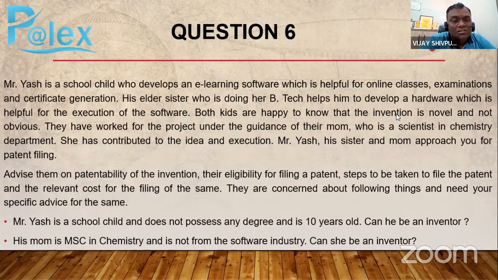They have worked on the project under the guidance of their mom, who is a scientist in the chemistry department. She has contributed to the idea and execution as well. Now, Yash, his sister, and mom approach you for patent filing. Advise them first on the patentability of the invention, their eligibility for filing a patent, the steps to be taken to file the patent, and the relevant cost for filing the same.